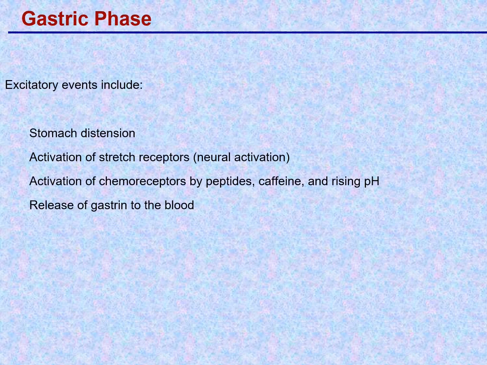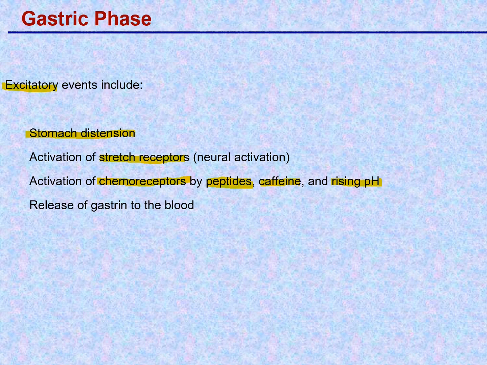Gastric phase occurs as the stomach starts to fill, as a person is eating and swallowing, and the stomach gets stretched out or distended. You get activation of sensory receptors that respond to stretching. There's also activation of chemoreceptors that are activated by the presence of small pieces of peptide. Caffeine can also activate chemoreceptors. All of these events will trigger entry into the excitement of the gastric phase.